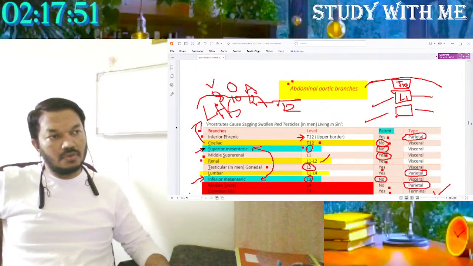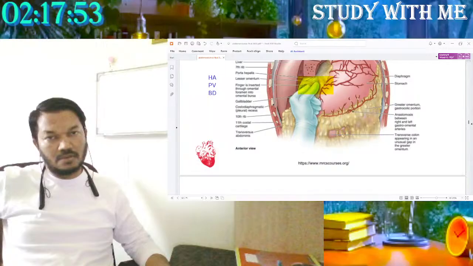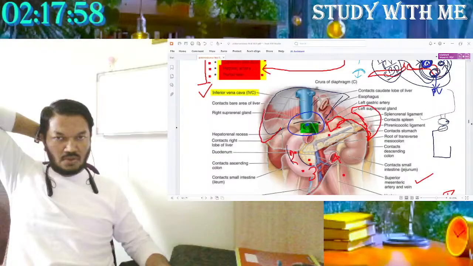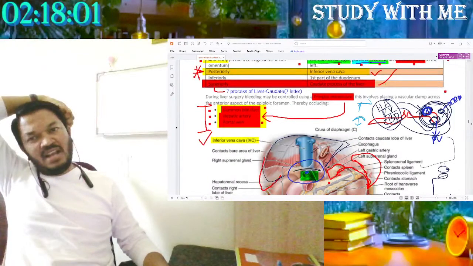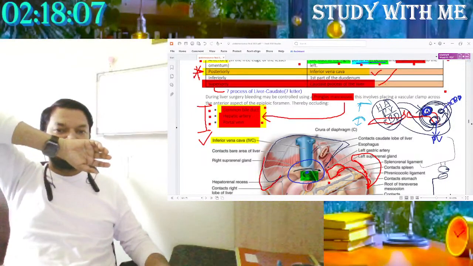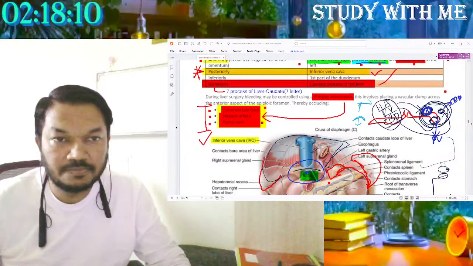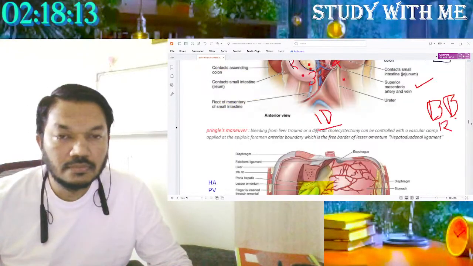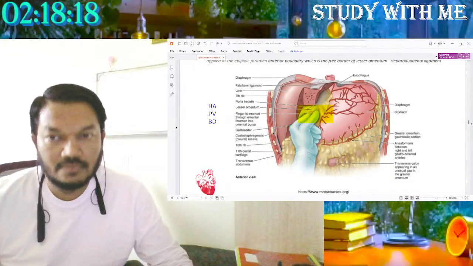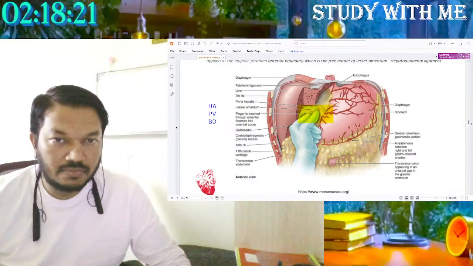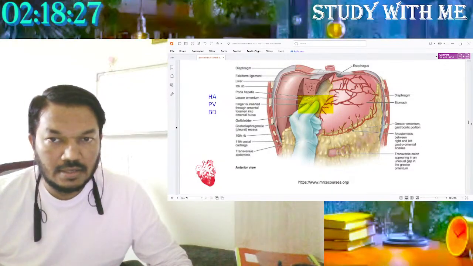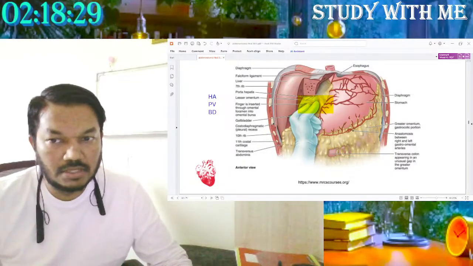Epiploic foramen or foramen of Winslow, and the maneuver is called Pringle's maneuver. Now have a look at this picture. This is how Pringle's maneuver is performed. Then we are only on page number 32.